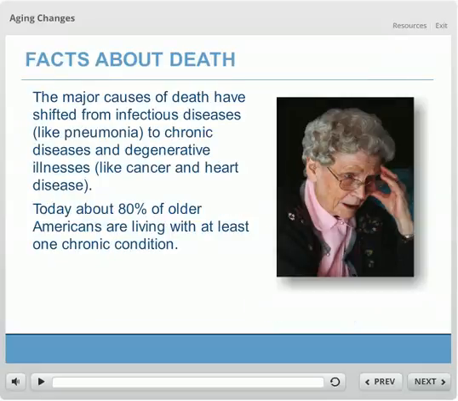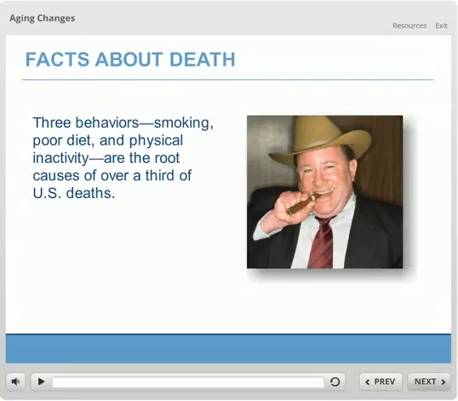The major causes of death have shifted from infectious diseases like pneumonia to chronic diseases and degenerative illnesses like cancer and heart disease. Today, about 80% of older Americans are living with at least one chronic condition. Three behaviors, smoking, poor diet, and physical inactivity, are the root causes of over a third of U.S. deaths.